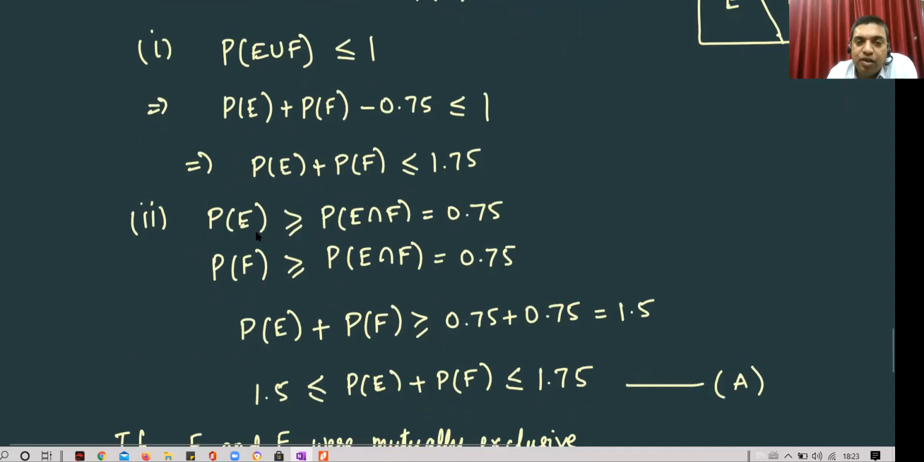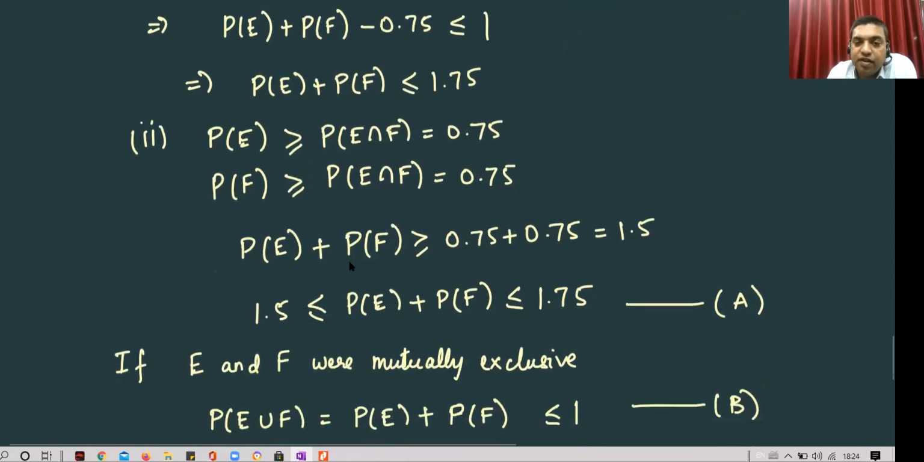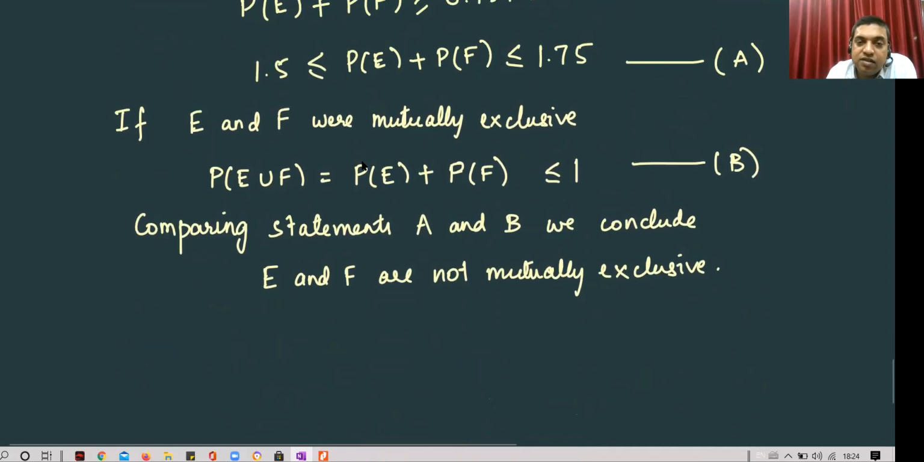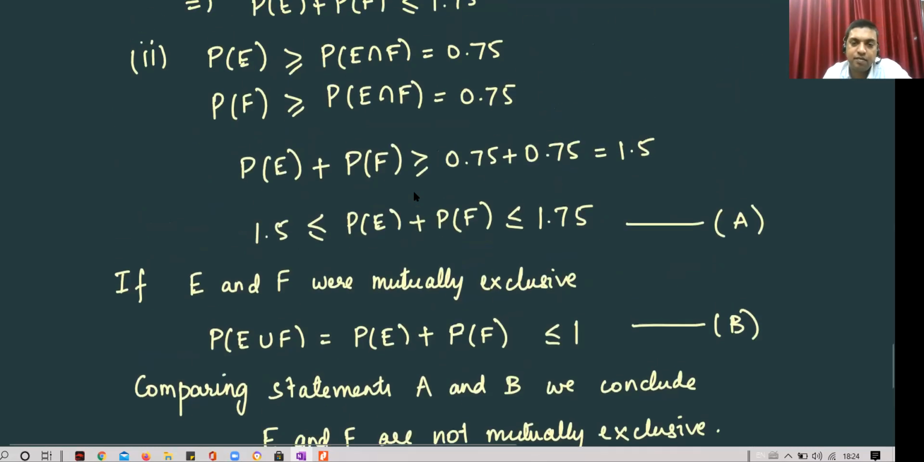So what did we do? We checked the individual probabilities. Individual probabilities will be greater than 0.75, so the sum is greater than 1.5. And if they were mutually exclusive, the sum of their probabilities had to be less than 1. So they are not mutually exclusive events. Okay. So I'm not getting this. It should be less than one for both the cases, right?